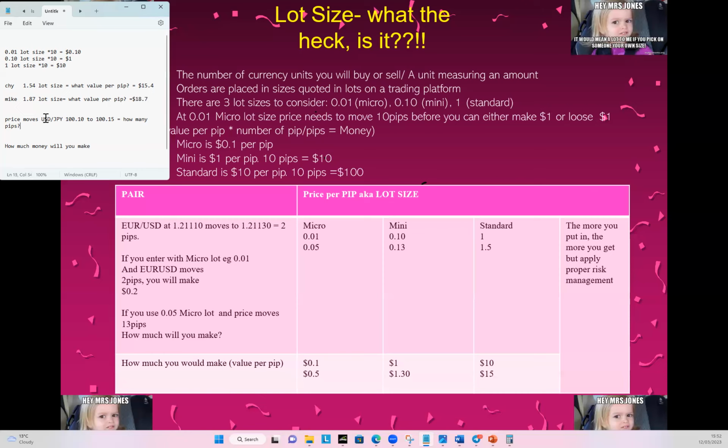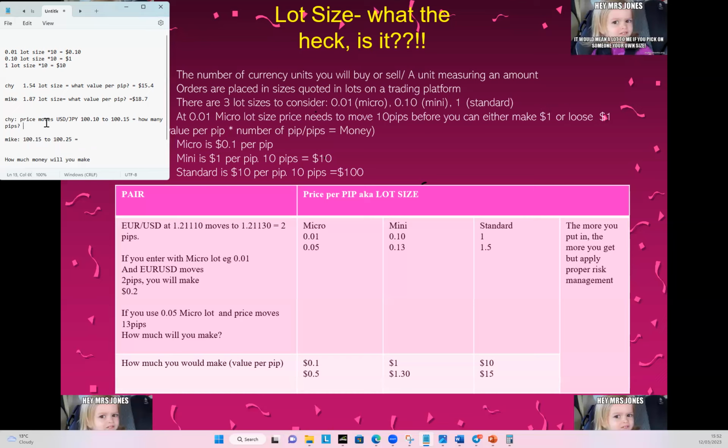So if price moves USD JPY from 100.10 to 100.15, how many pips? Can you write? The first one is for Chi. Bemi, this one is for you. When it moves from 100.15 to 100.25, how many pips? 15 to 25. Yes, you can say it to yourself.